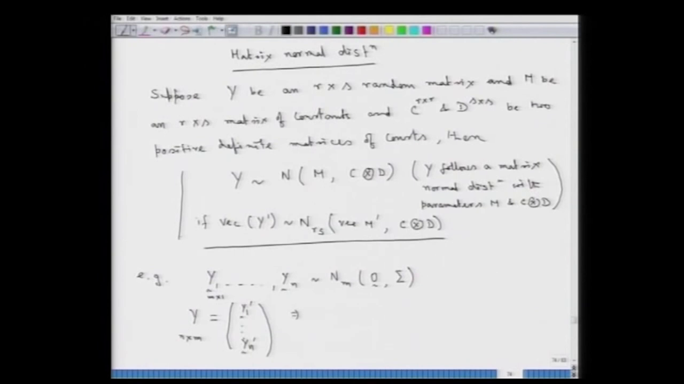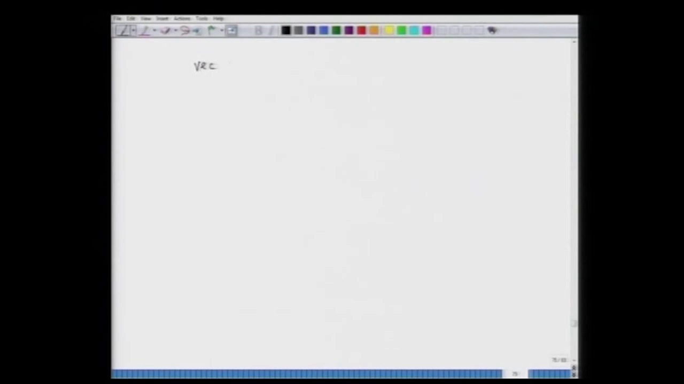Now, from here, if we look at Y prime, it is going to be Y1, Y2, ..., Yn. So, if we look at vec of Y prime, let us see what the distribution of that is. Note that this Y is a random matrix, because it comprises these rows, each of which is a random vector. Now, vec of Y prime is thus going to be a column vector.